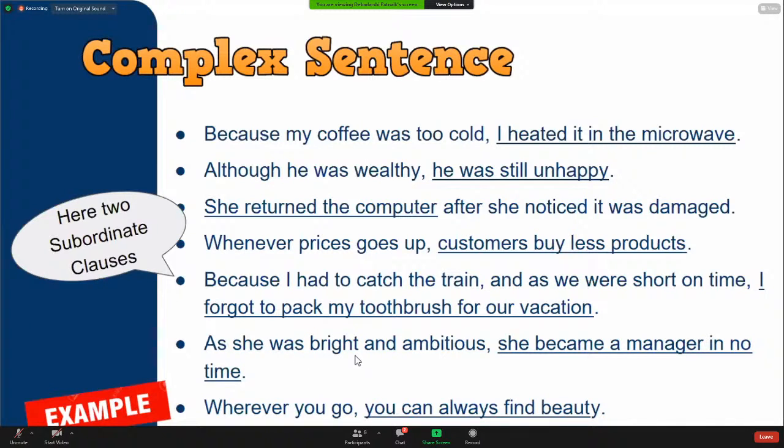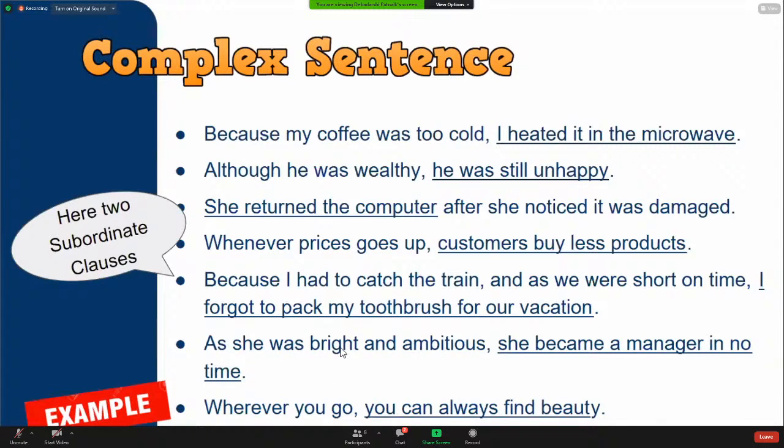See, as she was bright and ambitious, because you know, bright means she has a lot of skills, a lot of good qualities, very brilliant, and ambitious. She has a very big aim. What do you mean by ambitious? Ambitious means the person who has a lot of dreams, a person who sees big dreams in life. They are known as ambitious persons. Ambition means aim, so if you have big ambition, you are an ambitious person.